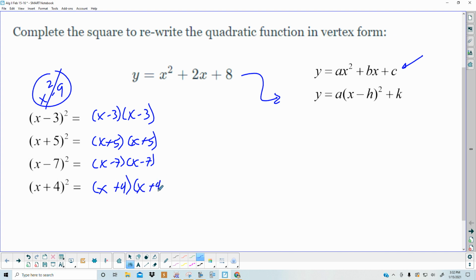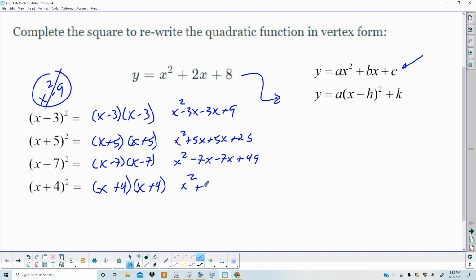Second thing, if I FOIL this out, I get x squared minus 6x plus 9. And this one would be x squared plus 10x plus 25. This one would be x squared minus 14x plus 49. And this would be x squared plus 8x plus 16. Sorry, I'm not being as fluent there as I should have been.